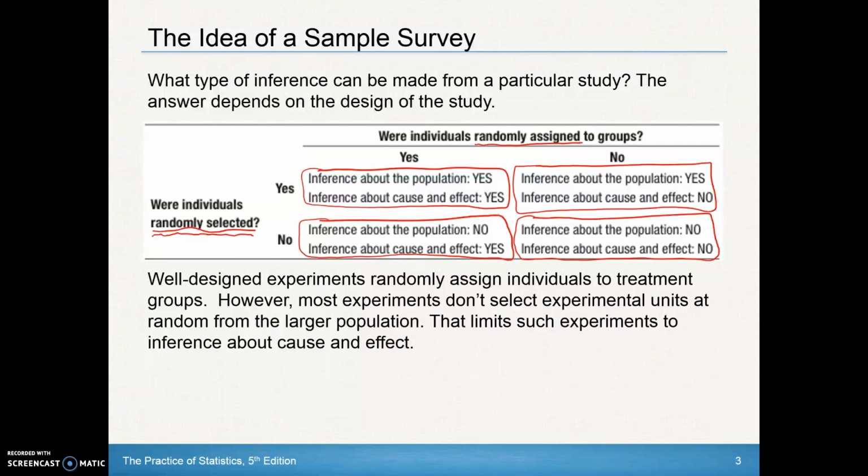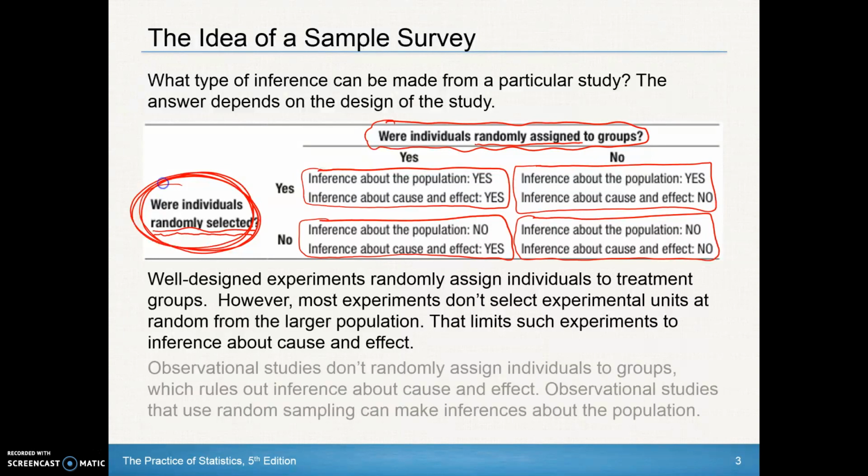Okay. Well-designed experiments randomly assign individuals to treatment groups. Okay. So we do randomly assign people to the treatment groups. However, most experiments don't select experimental units at random. We do this a lot. We can kind of control that. This over here gets to be hard to do, to randomly select people from the population, especially if our population is quite large, like the state of Minnesota or the United States. So a lot of times we have limits on that with just time and money.